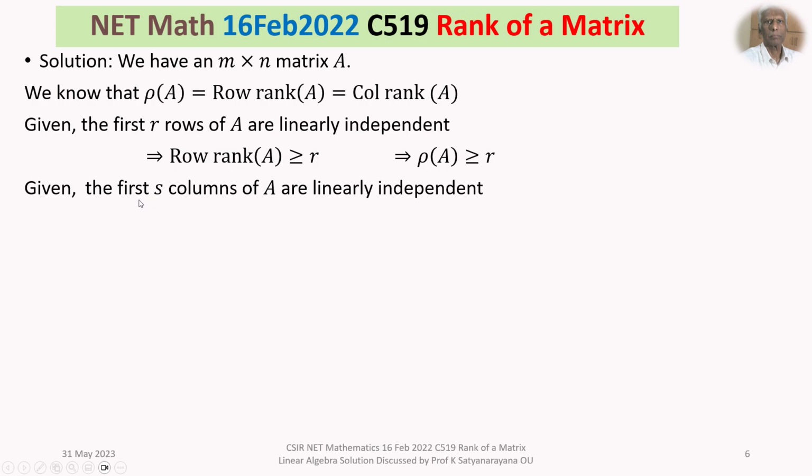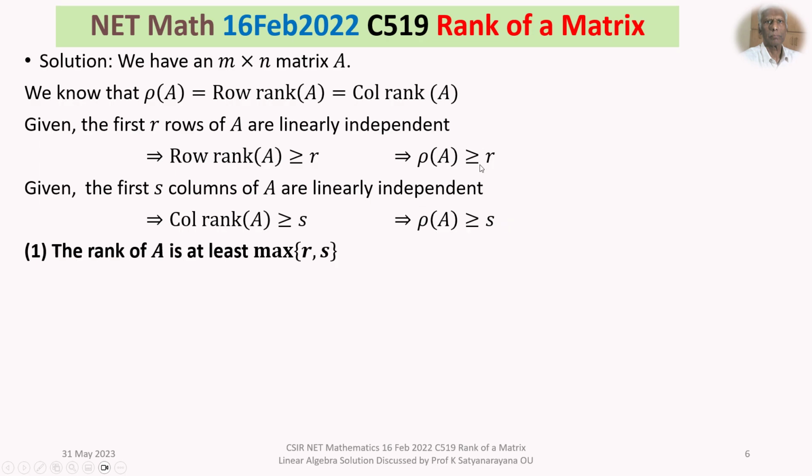We are also given that the first s columns of A are linearly independent. That implies the column rank of A is at least s. From that, it follows the rank of A is greater than or equal to s. So, from the facts that the first r rows of A are linearly independent and the first s columns of A are linearly independent, we get rank of A greater than or equal to r and rank of A greater than or equal to s. These are the two facts we got, and let's get into option 1.